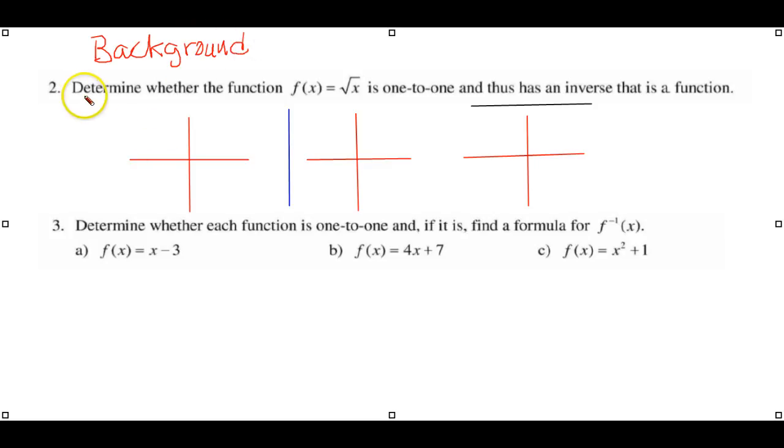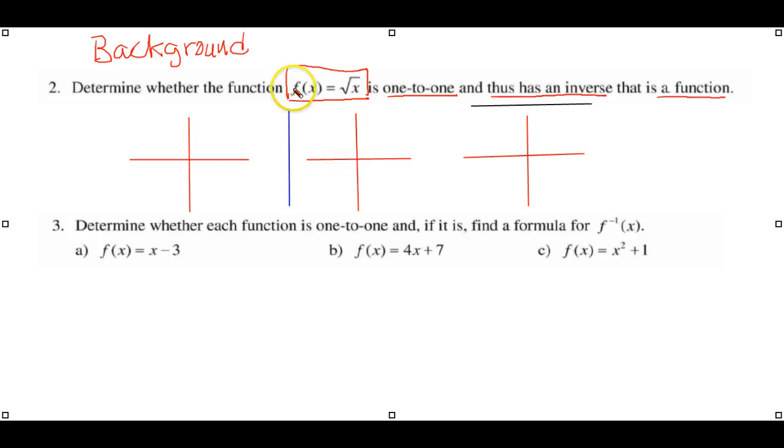And it's asking us to determine whether the function, now they are saying this is a function, has a one-to-one relation, and thus has an inverse that is a function. And for this, again, in your textbook, they give you lots of background. I will summarize it here for you.